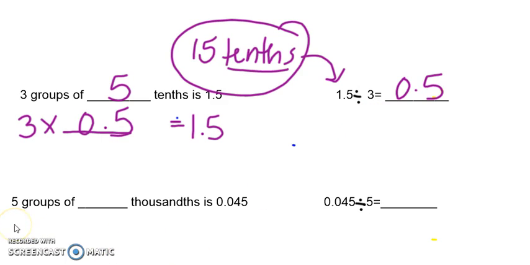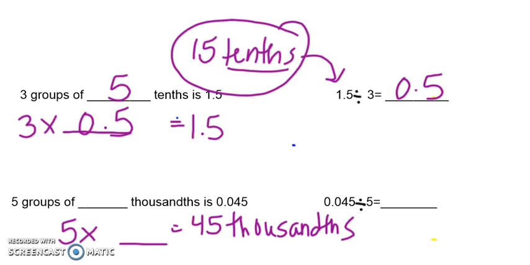Down here I have 5 groups of blank thousandths is 45 thousandths. So 5 times something will give me 45 thousandths. Think about looking at this in written form. When we're looking at this in written form, it's easy to see that I have 5 times something equals 45 thousandths. Well, I know that 5 times 9 is 45. And since my units are thousandths, it must be 9 thousandths.